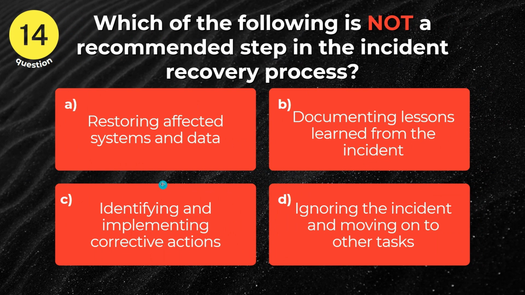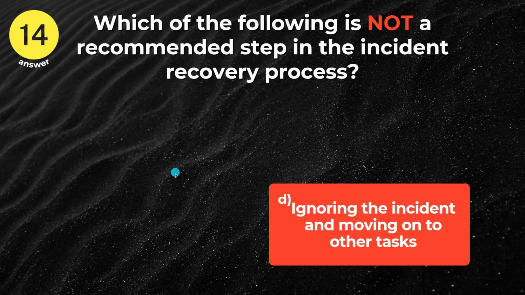So 14. Which of the following is not a recommended step in the incident recovery process? A. Restoring affected systems and data. B. Documenting lessons learned from the incident. C. Identifying and implementing corrective actions. And D. Ignoring the incident and moving on to other tasks. Keyword right here. So it'll be D. Ignoring the incident and moving on to other tasks. Pretty simple. Just gotta make sure you read the question.